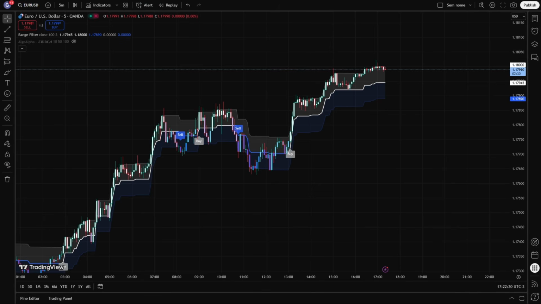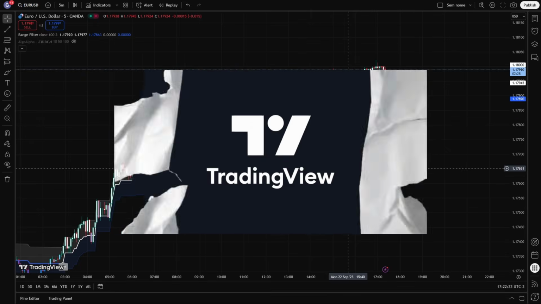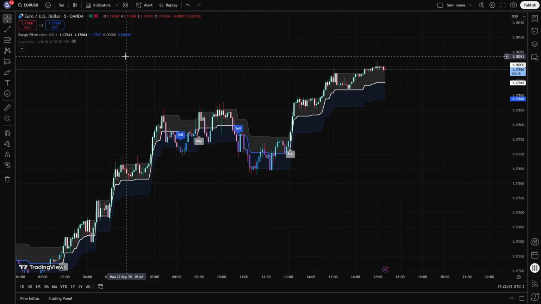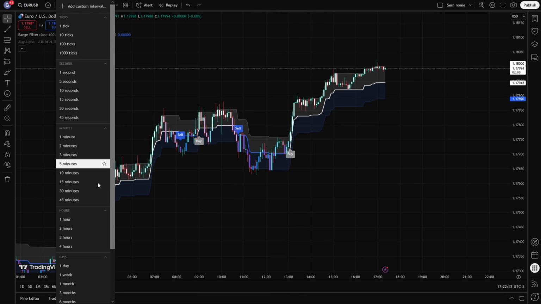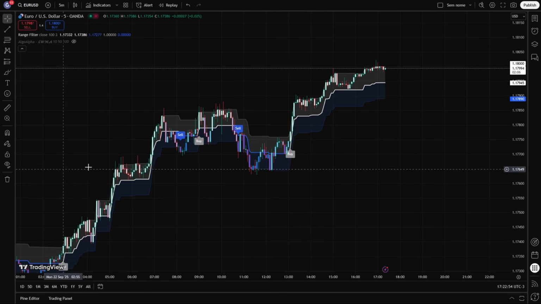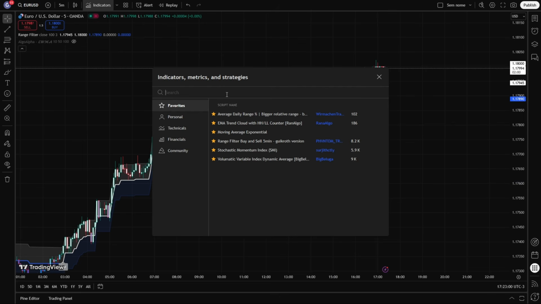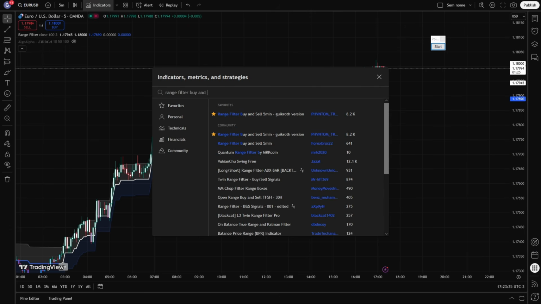To add it to your chart, first open TradingView, which is the platform we'll be using. You can choose any asset. I'm on the Euro-USD Forex pair here, but you could use cryptocurrencies, stocks, indices, whatever you prefer. Time frame? The time frame for trades with this indicator is always 5 minutes, so you should select the 5-minute chart. Then you will navigate to the indicators section and search for the range filter buy and sell indicator.